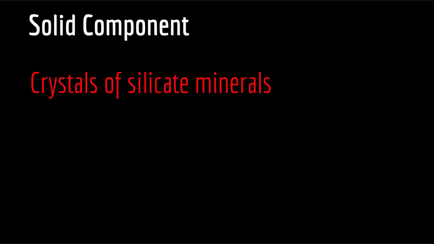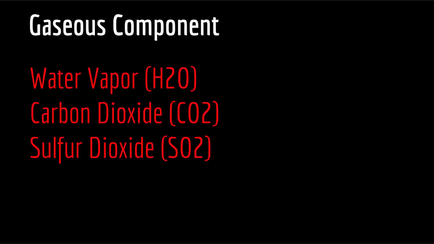So what is the solid component composed of? Well, you have crystals of silicate minerals, but your gaseous component of magma is mostly water vapor, carbon dioxide, or sulfur dioxide. So most of the time you have H2O in the form of water vapor, you have CO2, or you have SO2, sulfur dioxide.